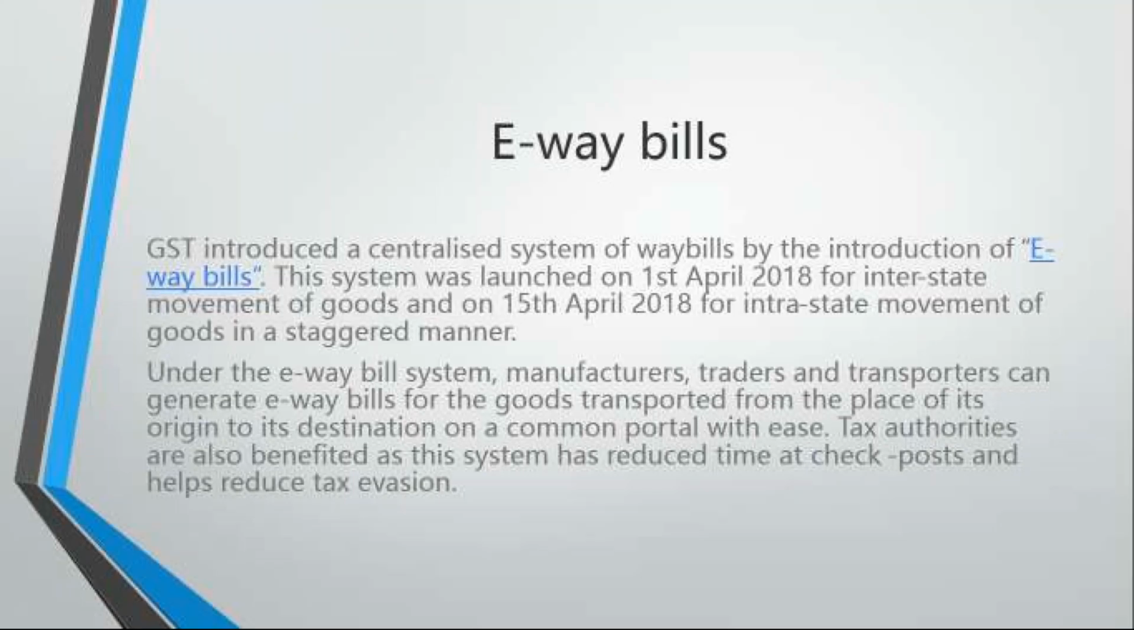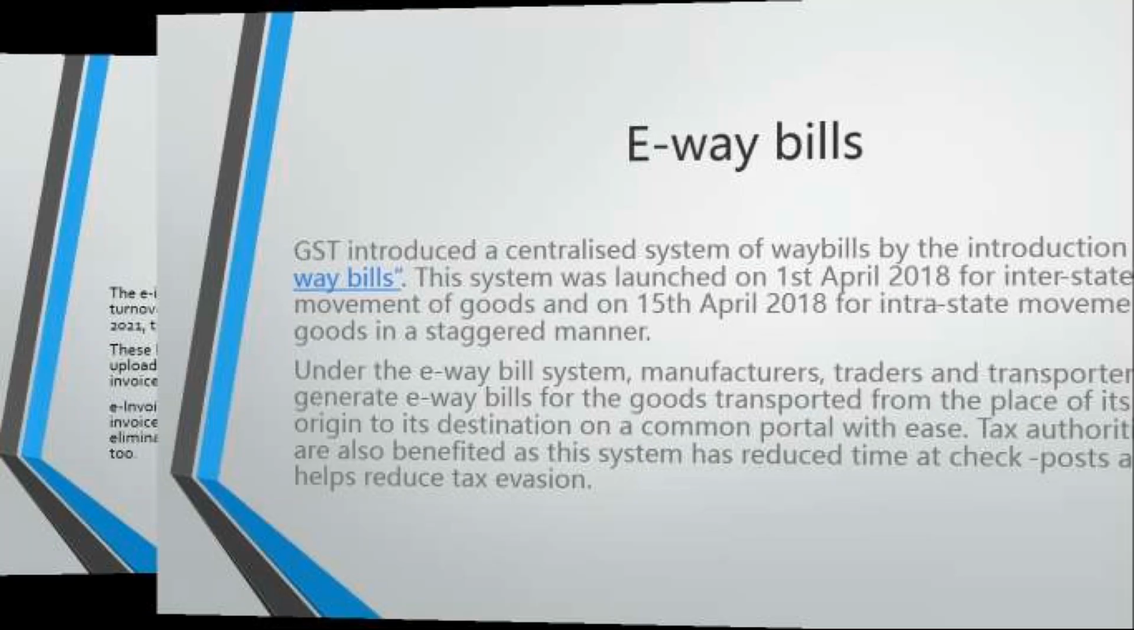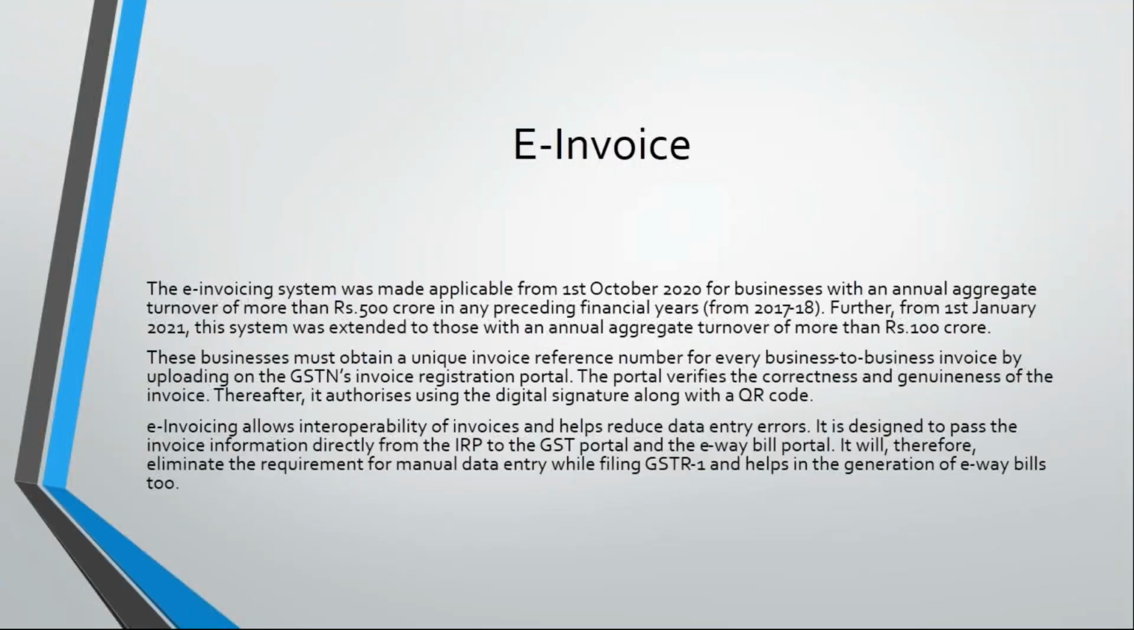E-way bills, I've told you about: when the bill value crosses 50,000, you have to do this. And e-invoices: when your total turnover crosses 200 crores, but officially it is said as 500 crores. If you are making more than 500 crores in turnover, you will be doing it. It is also called aggregate turnover, and it also applies at 100 crores. Usually it is 200 crores; both are the same. It is based on the financial year. So whenever you cross such limits, you have to issue e-invoices.